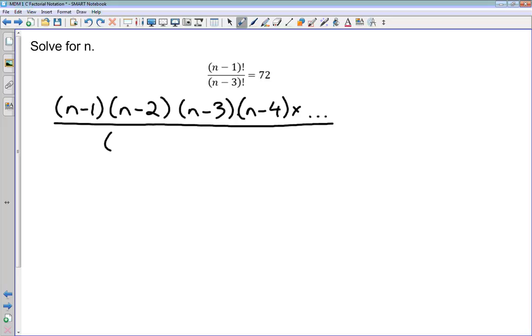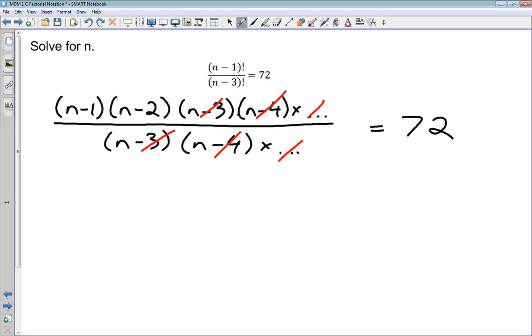Down in our denominator, we're going to have the n minus 3 that we see times n minus 4 times, well, it goes on from there. All of this is going to be equal to 72. Now let's look for terms that are going to cancel out in our numerator and our denominator. N minus 3 and n minus 3, n minus 4 and n minus 4, and everything beyond those terms is going to cancel out as well. So we're left with n minus 1 times n minus 2 equals 72. And we want to solve this thing for n.